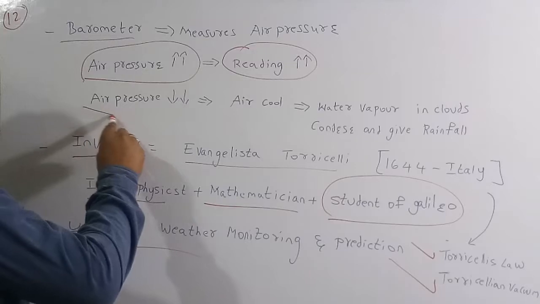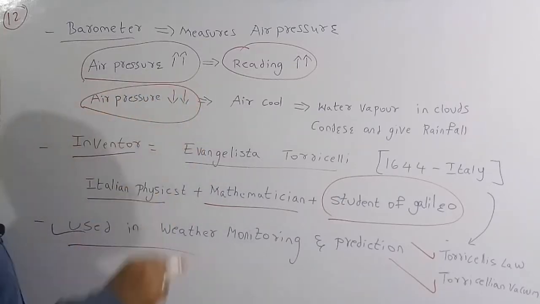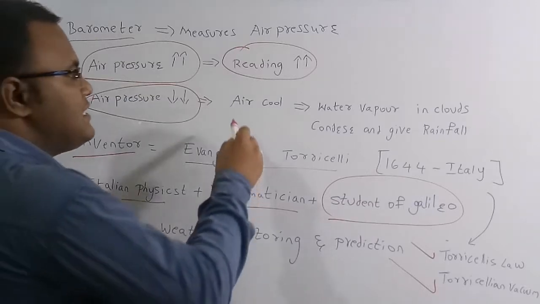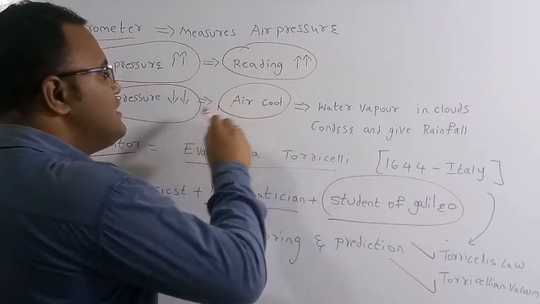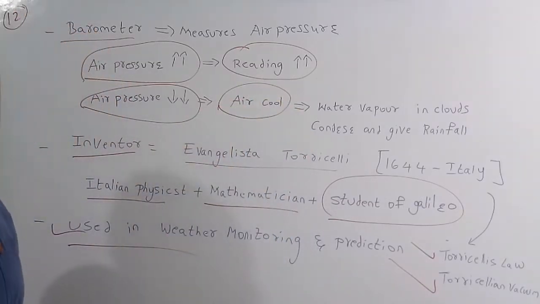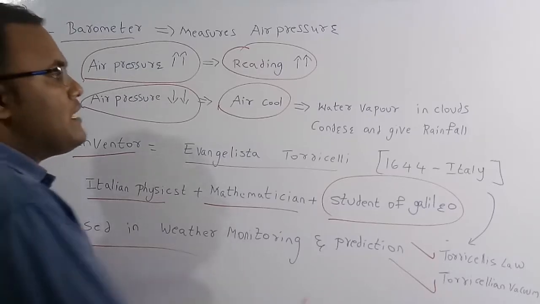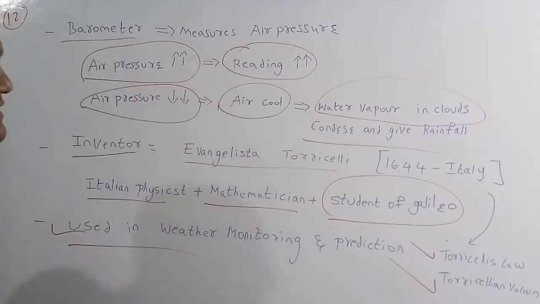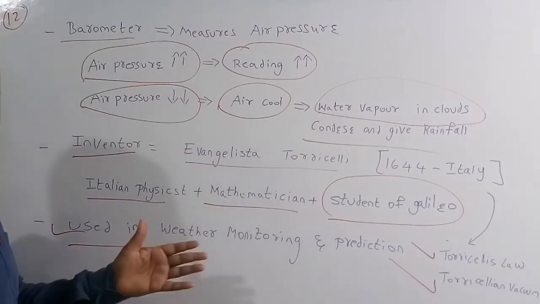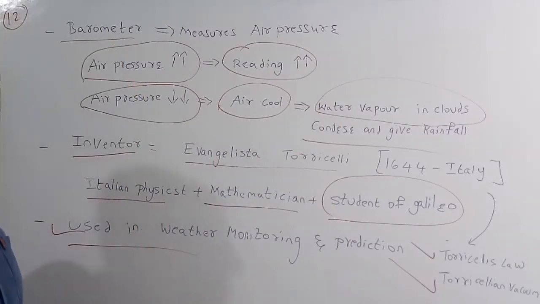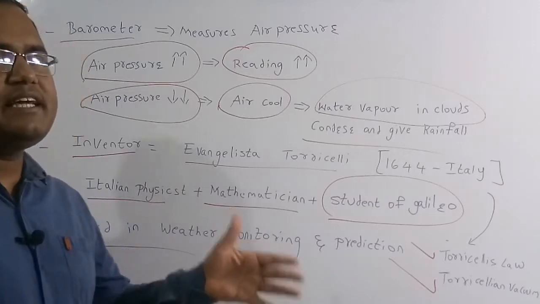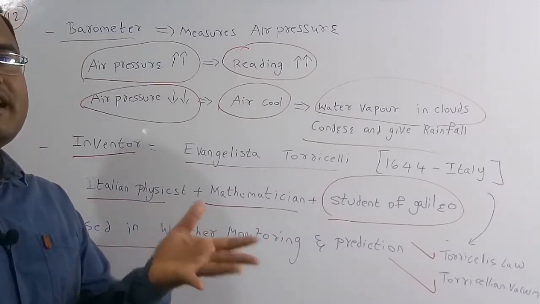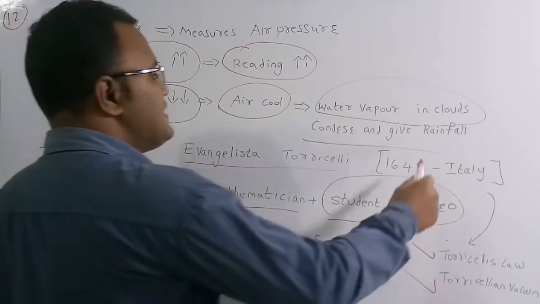But when the air pressure decreases, it indicates that the air is very cool in nature. Whenever the air is very cool, the water vapor in the clouds is going to condense and give rainfall. That is the reason before rainfall the air is very cool in nature.